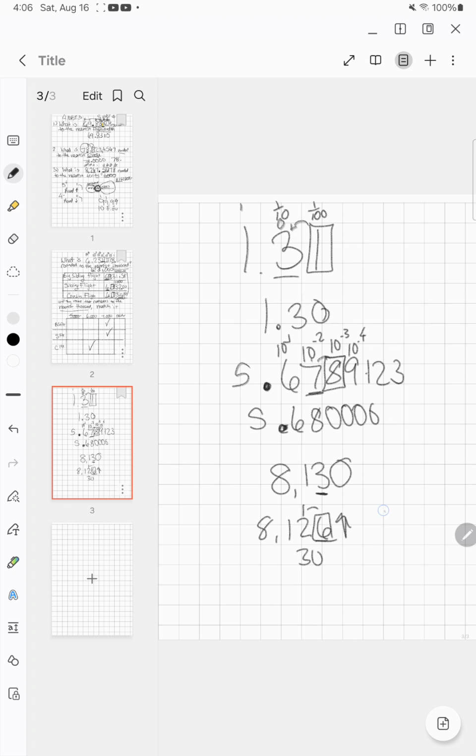Or I can even round down by saying 8,134, because that 4 still can't bring that 3 up. Regardless, if it's going to have that 3 already there, I got to round down. If it has a 2, I can still round up, but it has to be 5 or more. So I hope this helps.